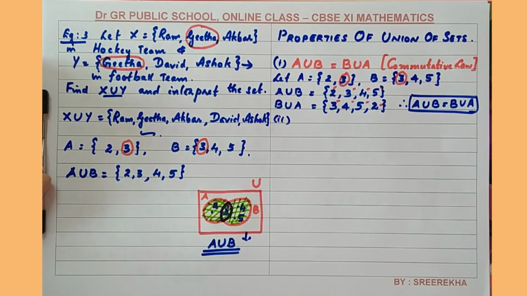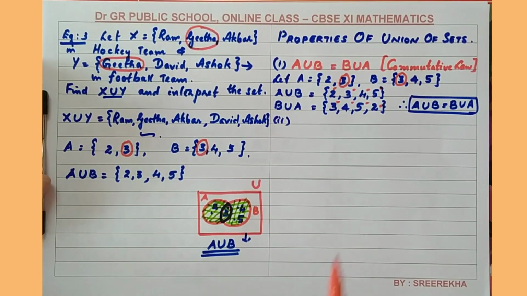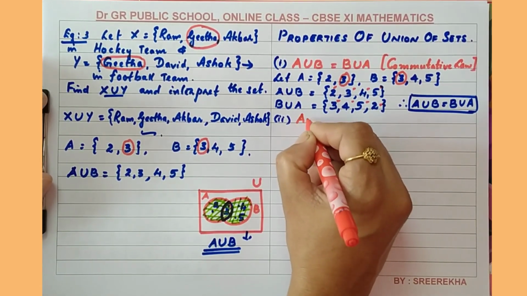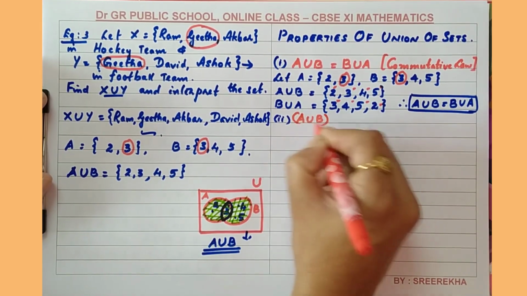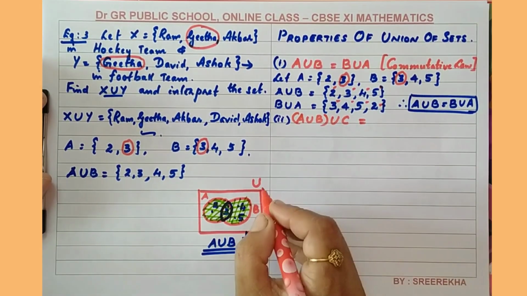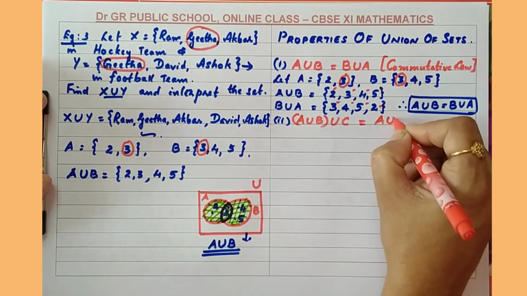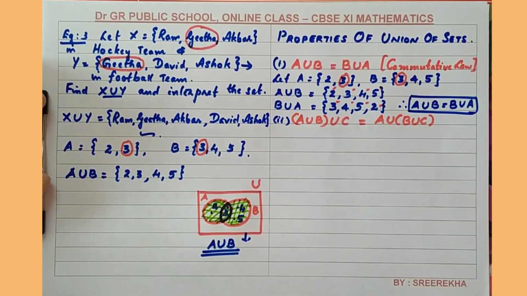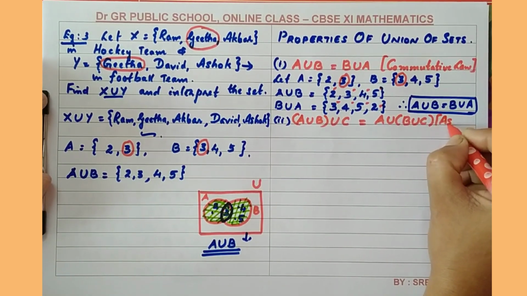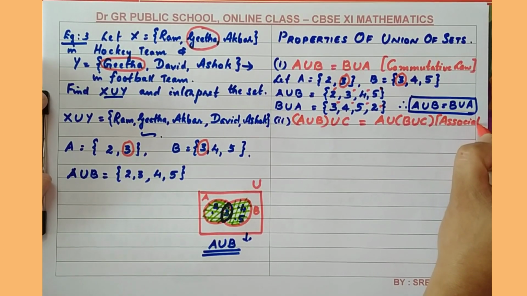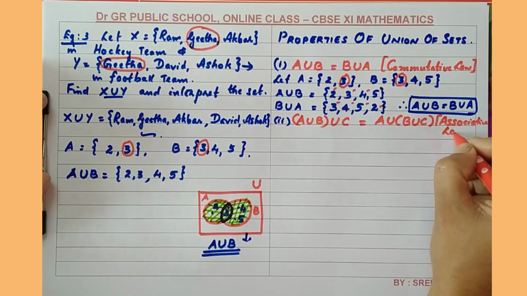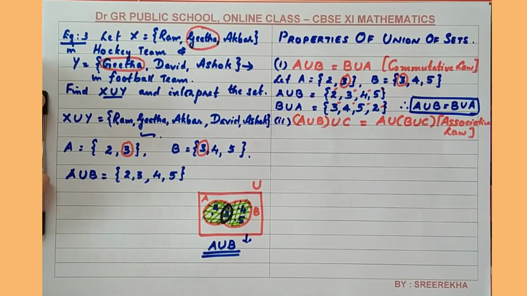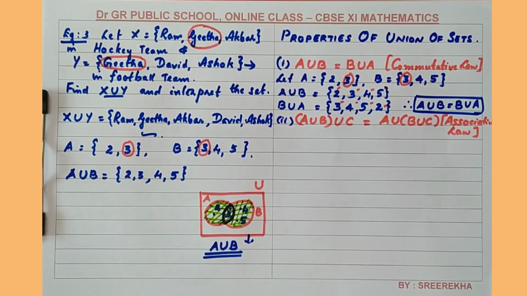A union (B union C). A union B union C equals A outside and B union C inside. B union C. You know what this property will be? This property is called the associative law. Associative law of union of sets. Consider 3 sets.